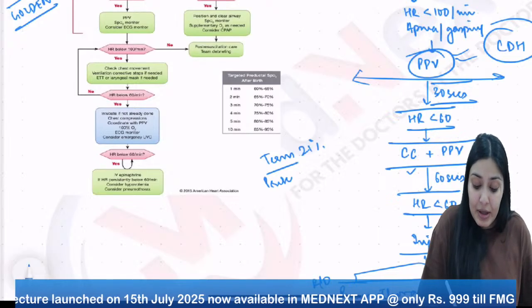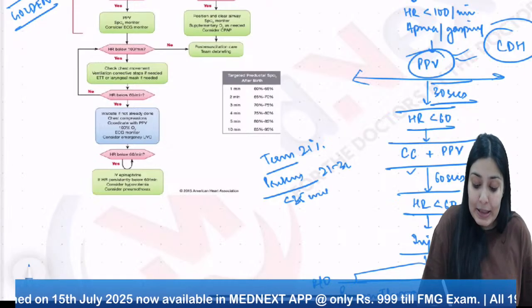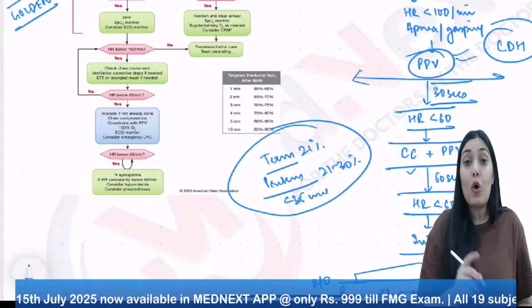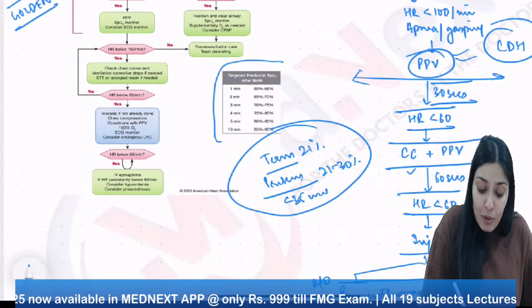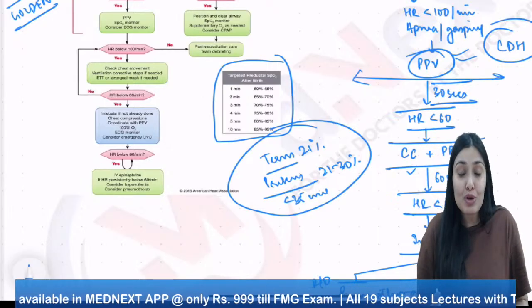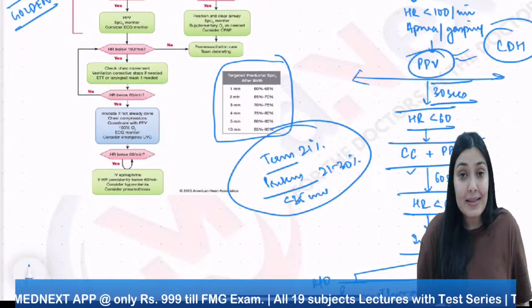If it is a preterm baby less than 35 weeks, then we start with 21 to 30%, and we titrate according to the saturation, that is the target saturation. Can you see this, boss? Target preductal saturation after birth. Sometimes they ask this target preductal saturation.